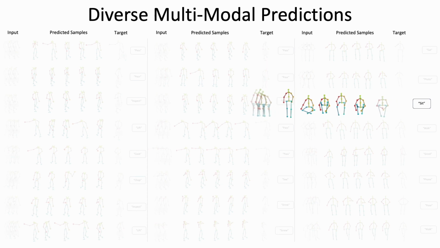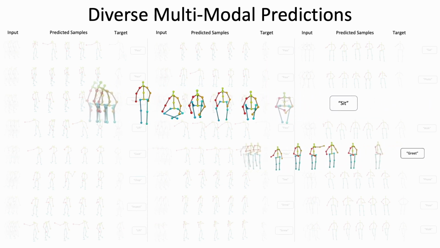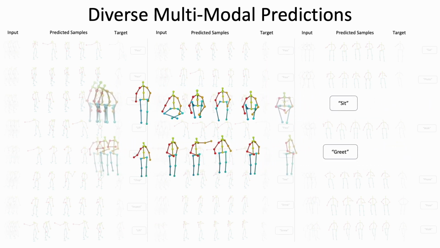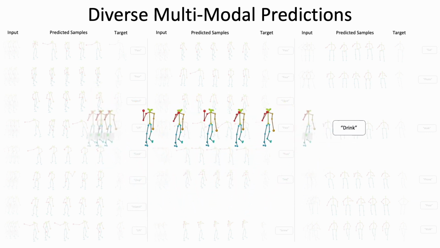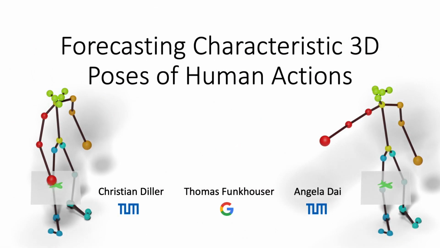In cases where the time between the input sequence and the target pose is longer, such as here in sit or greet, our approach produces a more diverse set of action poses, capturing the ambiguity in the future characteristic pose. When the input sequence is close to the target pose, our approach converges to the most probable poses, for example here in drink, reflecting the reduced ambiguity. Thanks for watching.